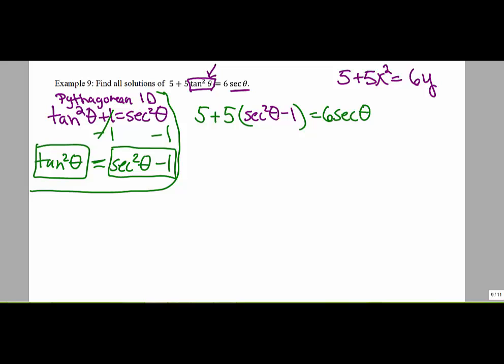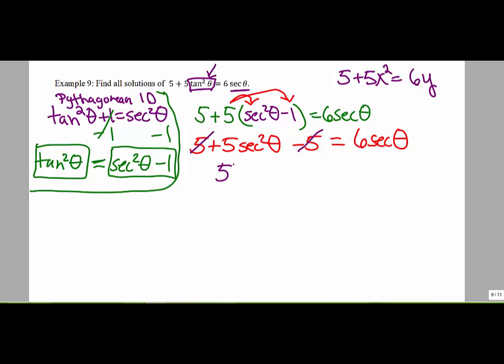Now we only have one trig function within our equation, and that's what we want. So we're going to get rid of the parentheses by doing a distribution. So now we have 5 plus 5 times secant theta minus 5 equals 6 secant theta. And we notice that we have a 5 and then a minus 5. So these are going to cancel each other out. So now we have 5 secant squared theta is equal to 6 secant theta.